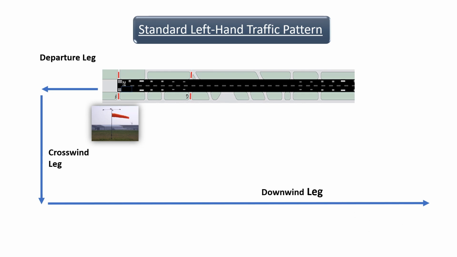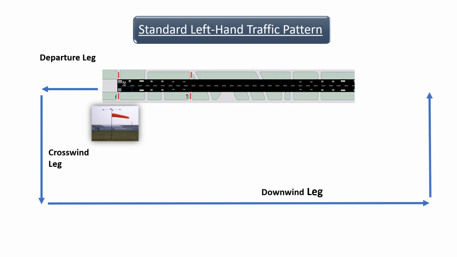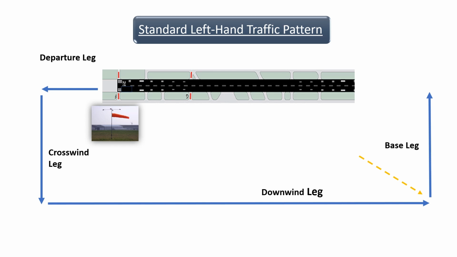The downwind leg of the traffic pattern is flown parallel to the landing runway in the opposite direction that you intend to land. The downwind leg of the traffic pattern is typically flown 1/2 mile to 1 mile away from the runway. After flying the downwind leg, the pilot then turns onto the base leg in preparation for transitioning to the final approach leg. The base leg is at a 90-degree angle to the landing runway. It is recommended to make the turn from downwind to base when at a 45-degree angle from the end of the runway.